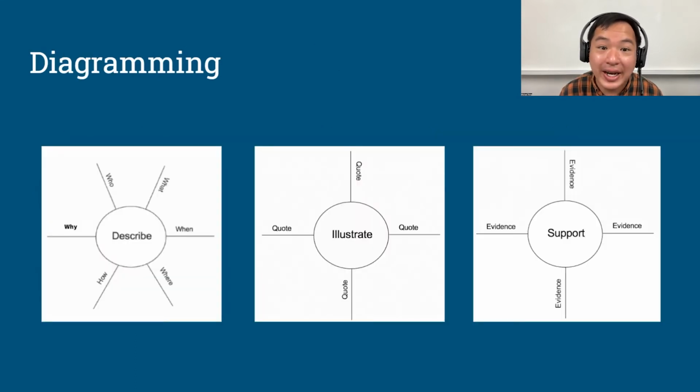After finding and defining the thinking verbs, we can now begin diagramming them. It may sound funny to think that drawing will help us write better, but diagrams and graphics can actually help us understand and organize our ideas better because we can see it in a different way. Describe depicts the different kinds of information you might include in order to describe something. Illustrate provides a way for you to pull examples from their sources to demonstrate an idea. Support provides a way for you to use evidence to prove a point.